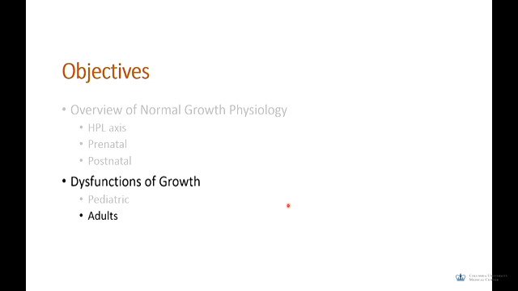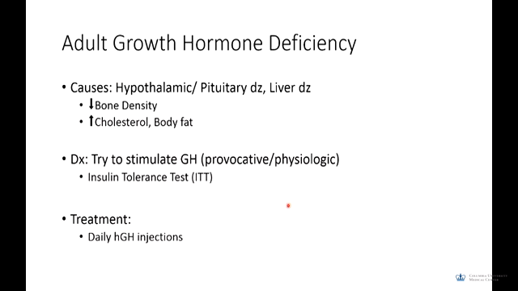So now let's go to dysfunction and growth in adults. Adult growth hormone deficiency, you can see this with low bone density, high cholesterol, and high body fat. This can be caused by pituitary or hypothalamic disease, so something secondary. The diagnosis would be to try to stimulate growth hormone by the measures I mentioned earlier, like provocative or physiologic. So, arginine, L-DOPA. You can also give them insulin. You can give adults insulin, but in the lecture they said don't give kids insulin. So that's one difference that I wanted to make clear here. And the treatment would be HGH injections.